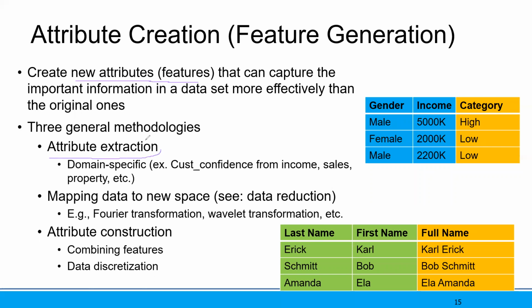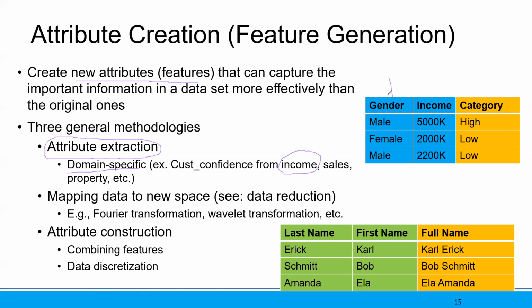First, we can extract attributes. It is very domain specific, which means it depends on your data. If your data is about sales, then you need to know about sales. If your data is about income and customer confidence, then you need to understand how to determine that.